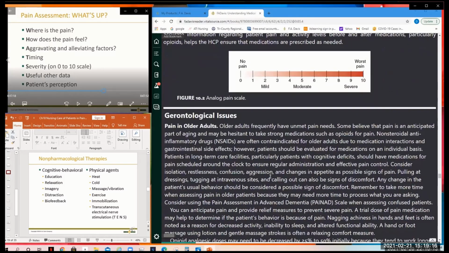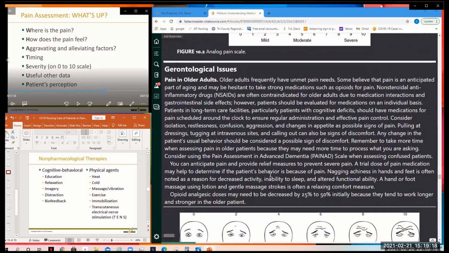Gerontological issues on page 134. Pain in older adults. Older adults frequently have unmet pain needs. Some believe that pain is an anticipated part of aging and may be hesitant to take strong medications such as opioids for pain.